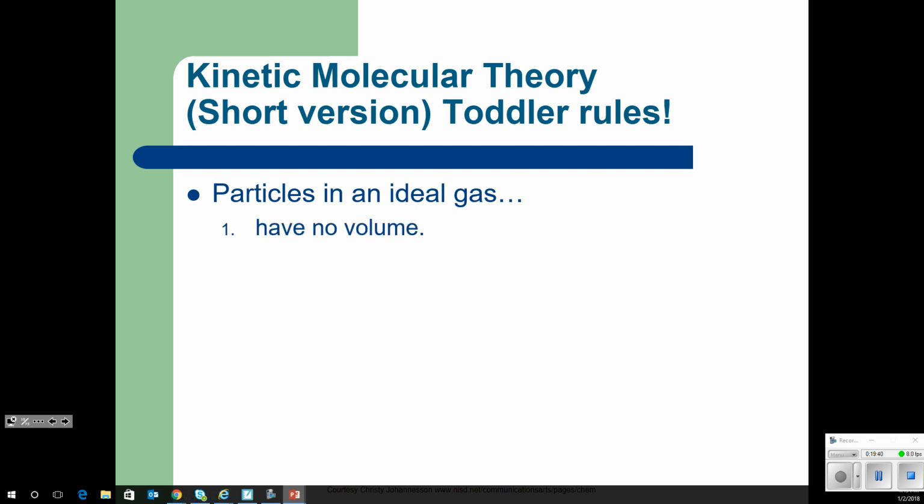Okay, they have no volume. You can hold them. You don't have to pay for a ticket for them to see stuff. You can hold them in your lap. So they have no volume. Number 2, they have elastic collisions. If you've ever watched a toddler learn to walk, as long as nobody's watching them, when they fall down, they just get right back up.